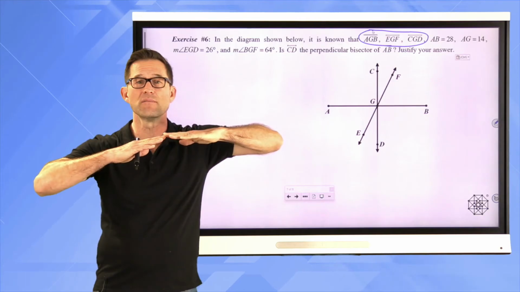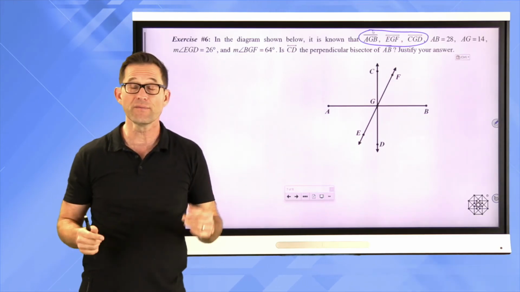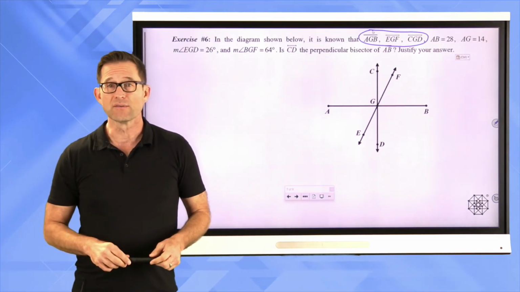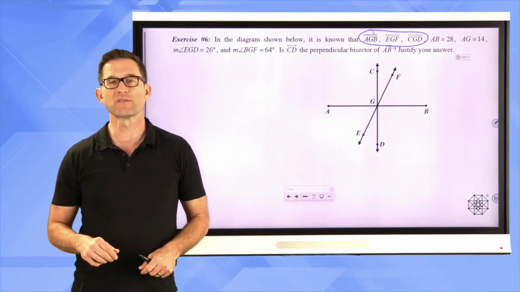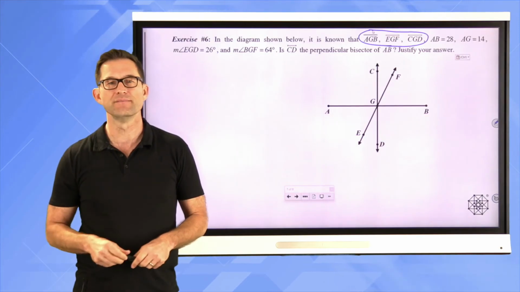straight lines, if there's maybe a little bit of a bend, but we just can't see it because our eyes aren't good enough, like mine, well, then we make assumptions that don't work out so well. Okay, so anyway, is CD the perpendicular bisector of AB? Justify your answer. I'd like you to pause the video now and see if it is.